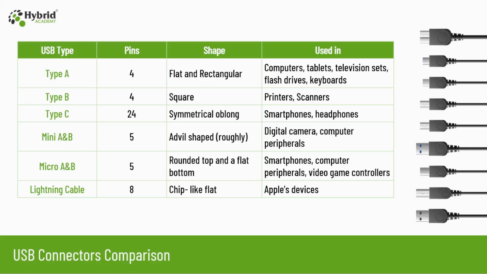Type B can be used in printers, scanners. Type C can be used in smartphones and headphones. Mini A and B is usually used in digital camera, computer peripherals, etc. Micro A and B is used in smartphone, computer peripherals and video games controller, and lightning cable is specifically for Apple's devices.